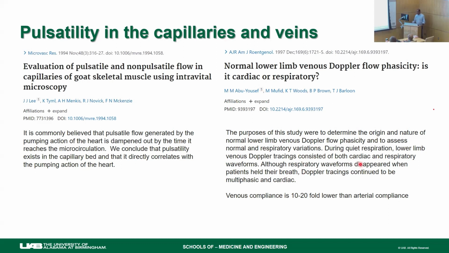And the respiratory waveforms disappeared when the patients held their breath. So the Doppler tracings continue to be multiphasic and cardiac. And the other thing to consider is venous compliance is about 10 to 20 times higher than the arterial compliance. So it should be higher, not lower. So it's a very compliant vessel. So even a small change in the pulse pressure there is a significant distension of the venous vessels.